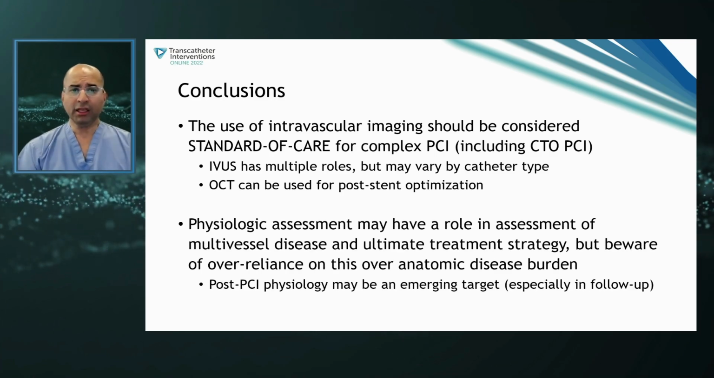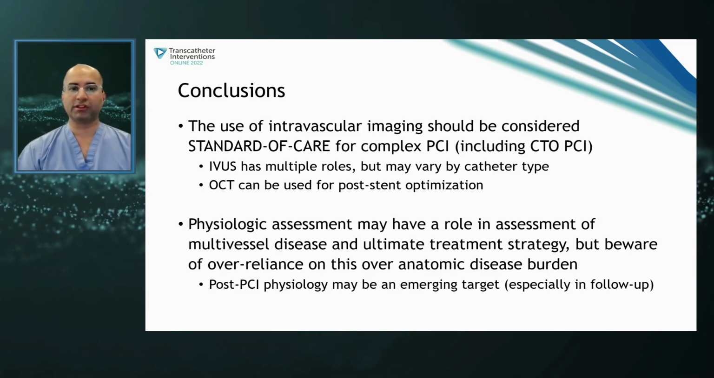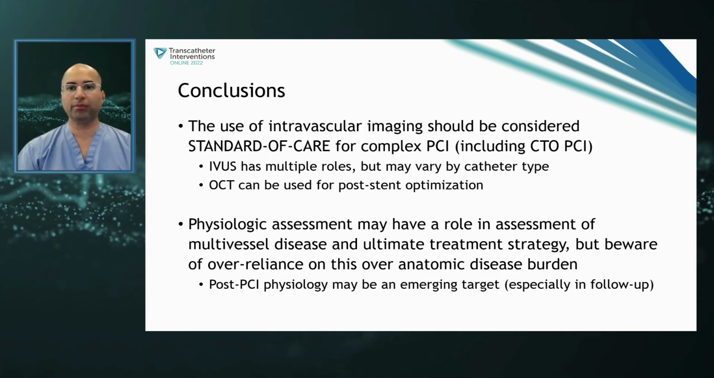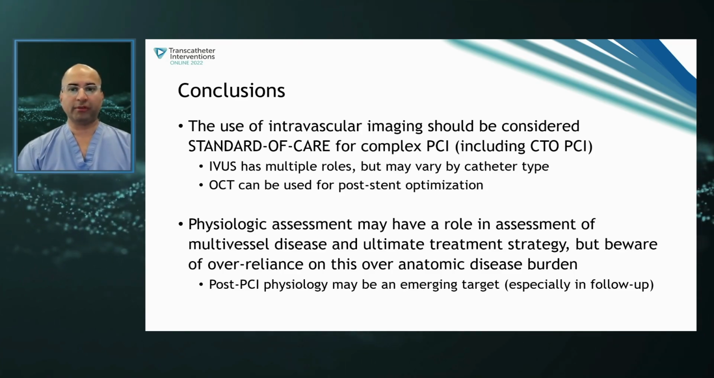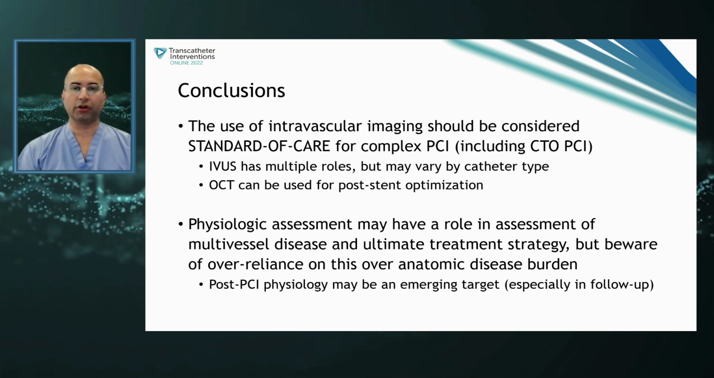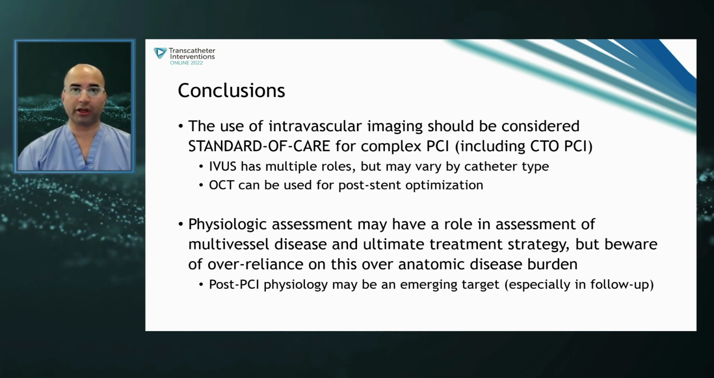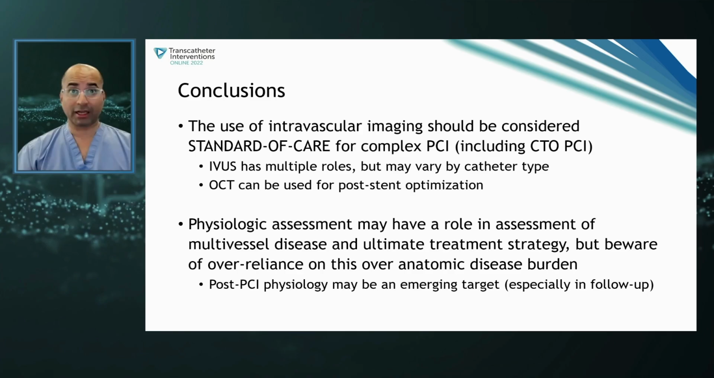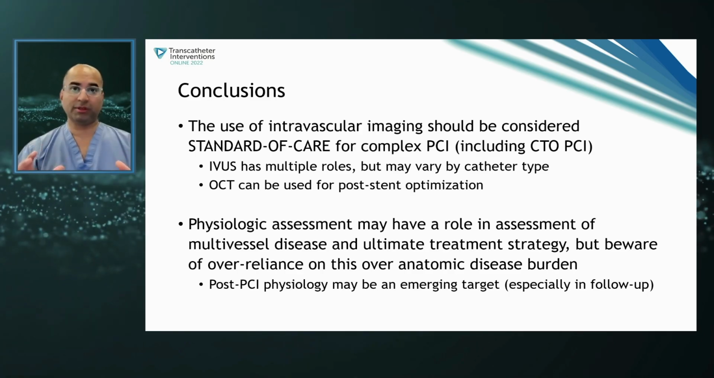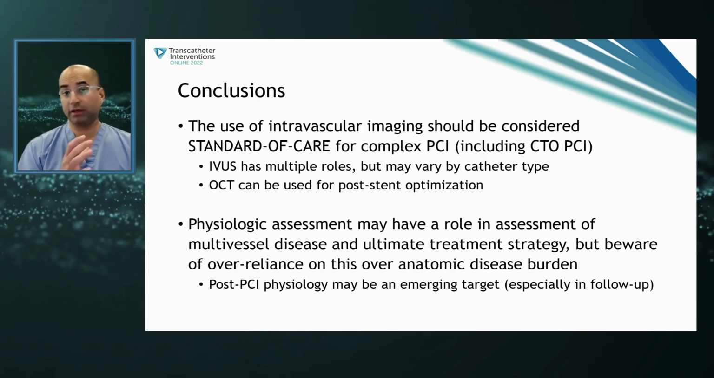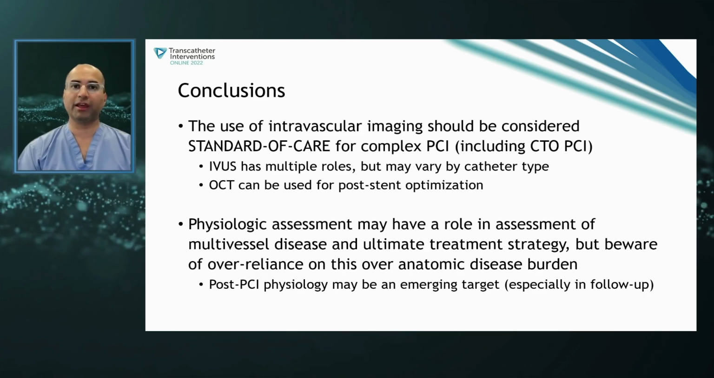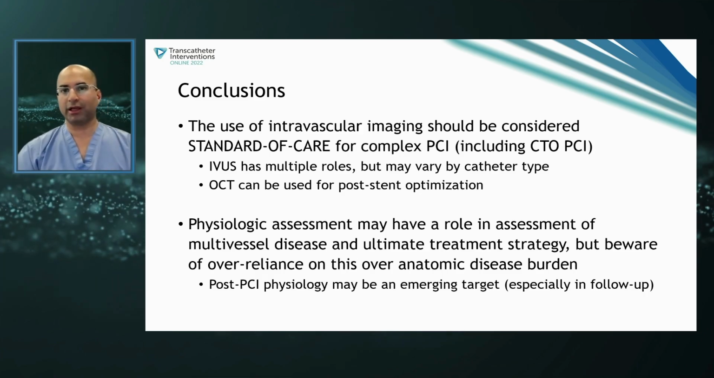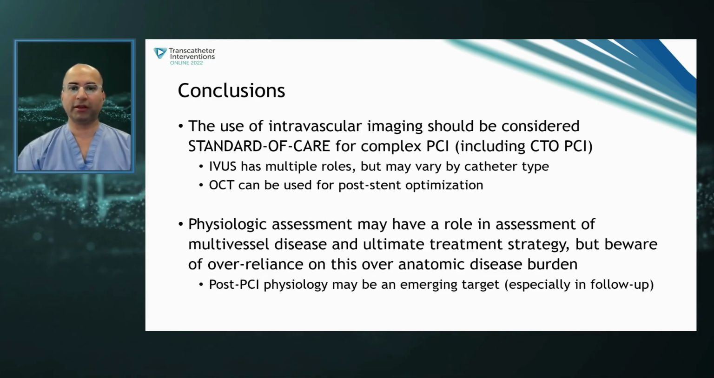And then finally, physiologic assessment may have a role in the assessment of multivessel disease and dictating treatment strategies, but I would be cautious and beware of over-reliance upon this over anatomic disease burden. The FAME trial showed us this. If you have a lot of complex disease, that patient should be considered for surgical revascularization. And then if turned down, you can do PCI, but don't say, oh, well, that's borderline, so let's go do single vessel PCI in these patients.